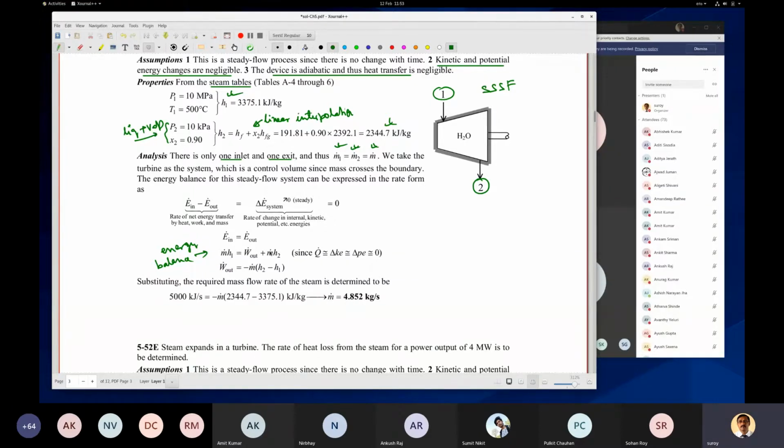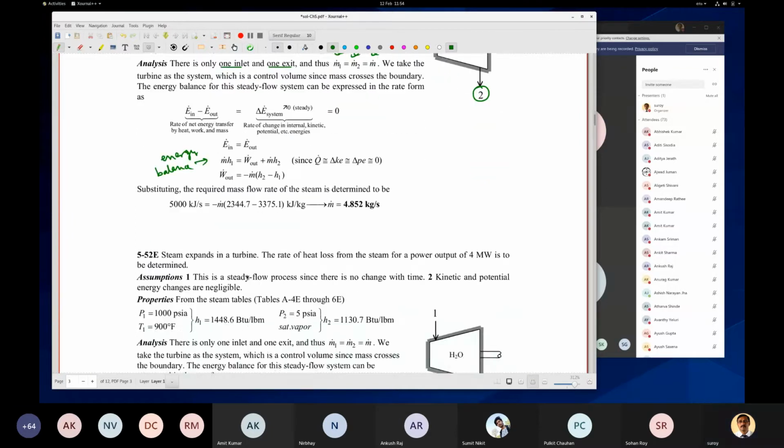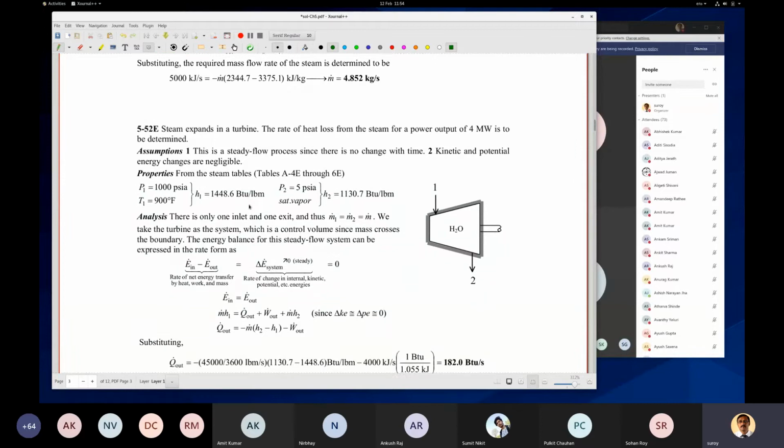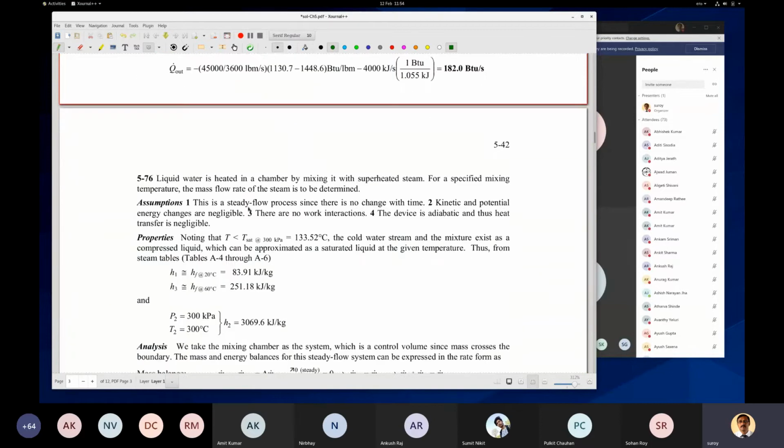The work out is given, right? Once you know the work out, you can find out the m dot. If you have to get so much work out of the turbine, then the mass flow rate that you need can be found out. Okay. So this is BTU. Let us not look at this BTU thing.